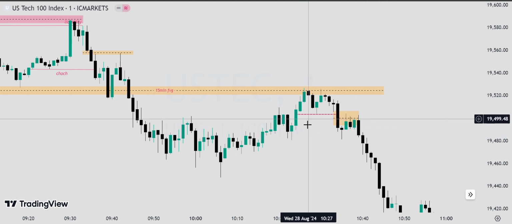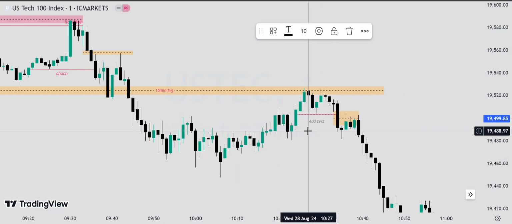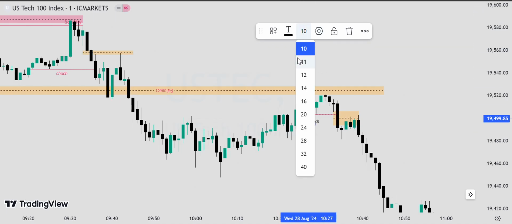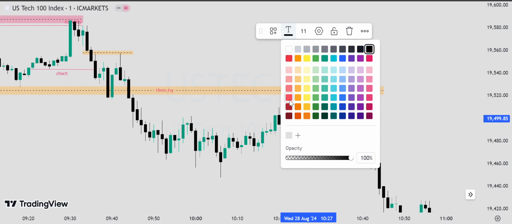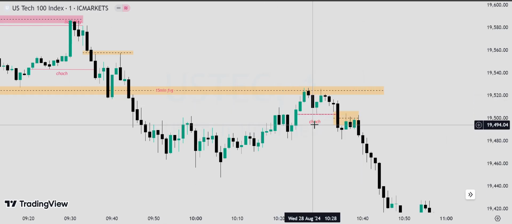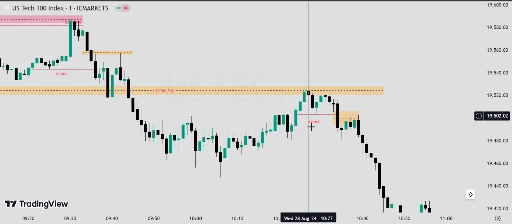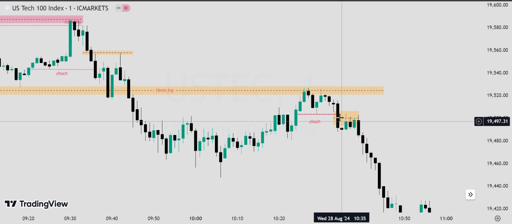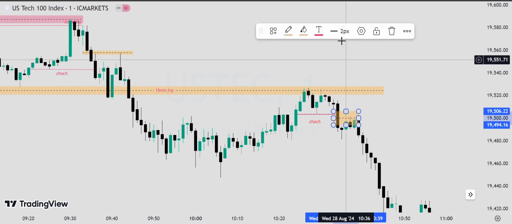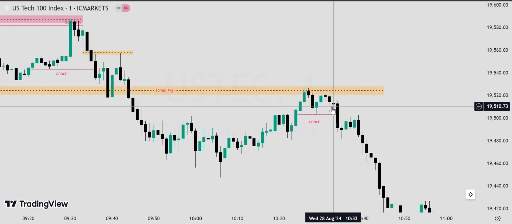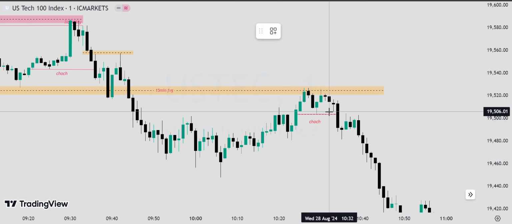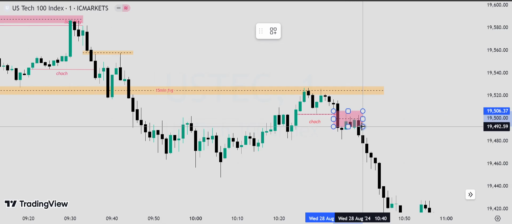Okay. So that change of character, when it happened, there was this change of character. There was that change of character. Then when that break of structure happened, what was there? There was this fair value gap. You can see it. Let me remove it so that you can see it properly. There is this fair value gap, this point and this point, or imbalance. If you don't know those things, we can talk about them. You can tell me in the comment section. So there was that fair value gap.